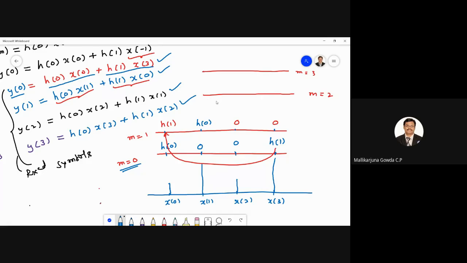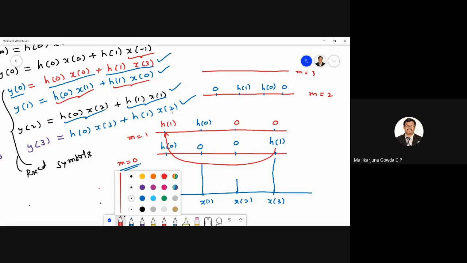See, y of 2, for h of 0, it is 0 only, right? For x of 0, I need to mark 4 points, right? 4 points. See, y of 2 is what? Here only it is there, right? h of 0, x of 2. Then another h of 1, x of 1. Means at x of 1, I have h of 1. Means this is h of x of 1, no? So here I have h of 1. Then at x of 2, I have h of 0. So at this point, I have h of 0. And here it will be 0. And this is also 0. Hope this point is clear.